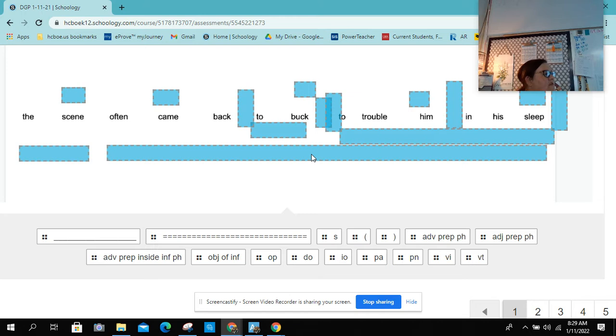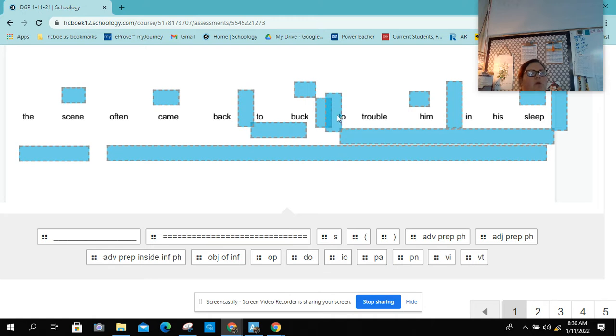Okay? The next thing you have to do to a prepositional phrase is determine if it is an adjective phrase or if it is an adverb phrase. Adjective phrases describe, adverb phrases tell when or where. Okay? Often came back to Buck. The scene. Okay, for example, when you replay something that has happened in your head over and over again, that is a scene. You replay what happened over and over again. The scene came back to Buck. Okay. Where did the scene come back to? Buck. So it tells when or it tells where. All right. Is that an adverbial prepositional phrase or an adjective phrase?